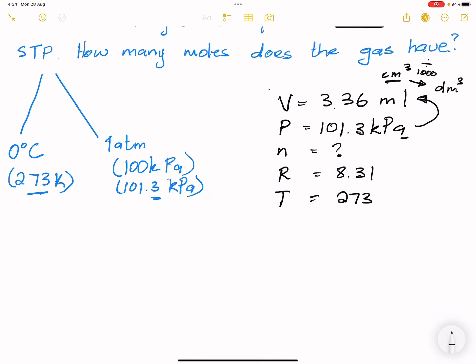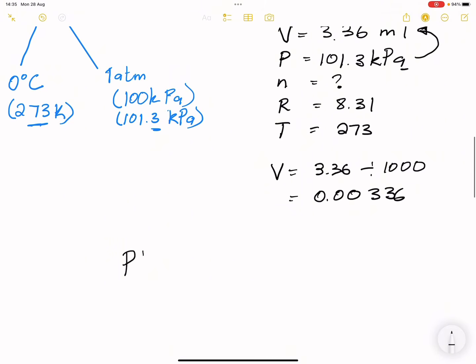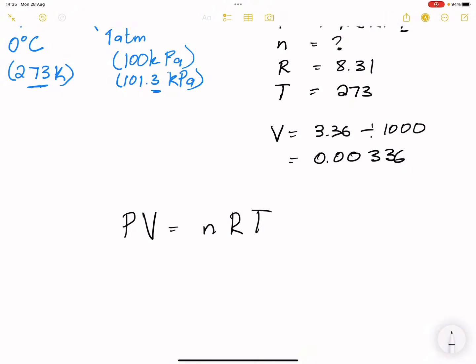So in this case, our volume after conversion becomes 3.36 divided by 1,000. So that becomes 0.00336. Right, so that is our volume. Now let's put that in our ideal gas equation. PV equals nRT, right? We said our pressure is 101.3, and we multiply that by our volume.